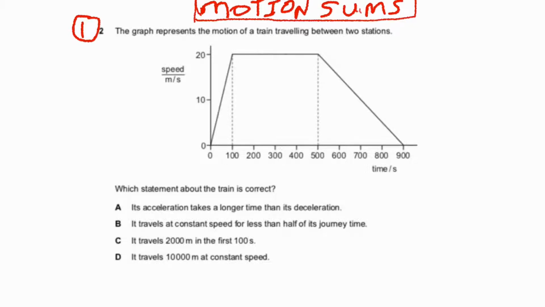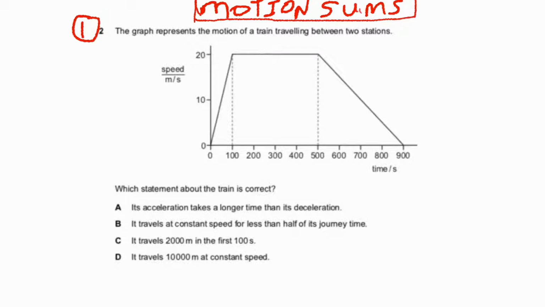Hello students, today we are going to solve a few past paper questions from the motion chapter. So as we can see here, the first question says that the graph represents the motion of a train traveling between two stations. They have given this graph and asked one question: which statement about the train is correct? They have given four options.